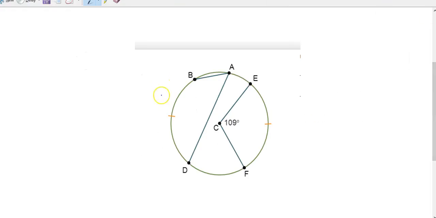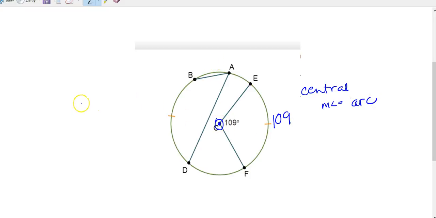All right, so what type of angle is this since the vertex is on the circle? It's not inscribed. I'm sorry, it's not on the circle. I meant this angle, angle C, where the vertex is on the center. So on the central angle, remember the measure of the angle is equal to what? Right. This is equal to 109 because the measure of the angle is equal to the arc, because it's on the center.